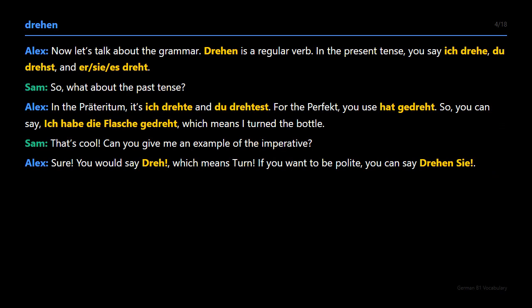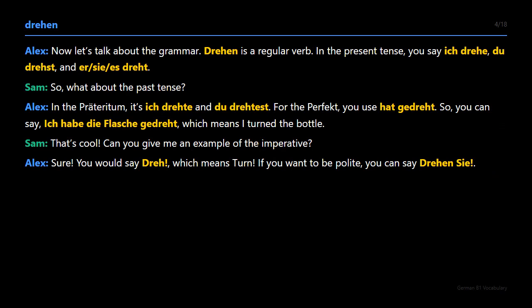So, what about the past tense? In the Präteritum, it's ich drehte and du drehtest. For the perfect, you use hat gedreht. So, you can say, ich habe die Flasche gedreht, which means I turned the bottle.